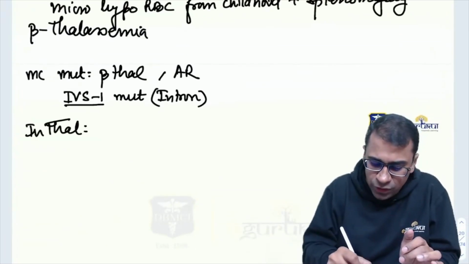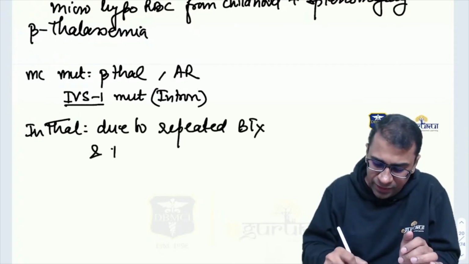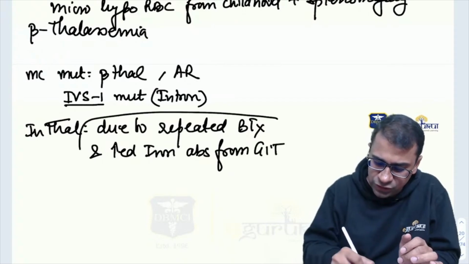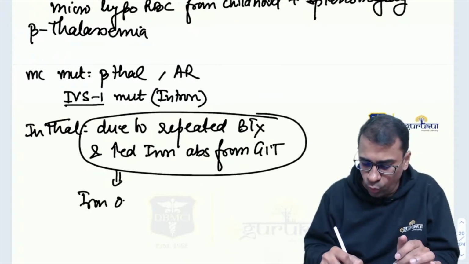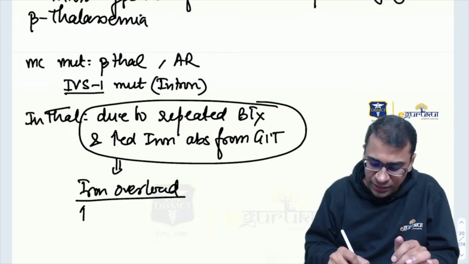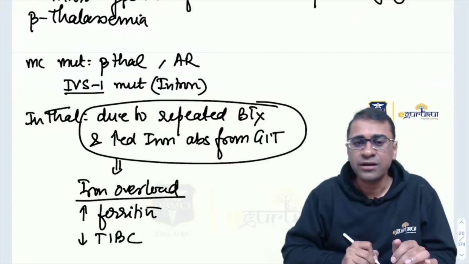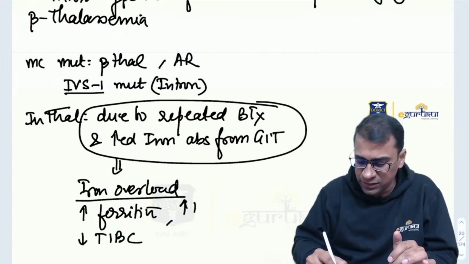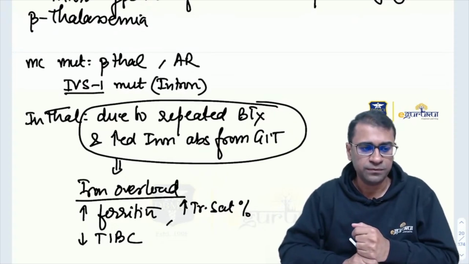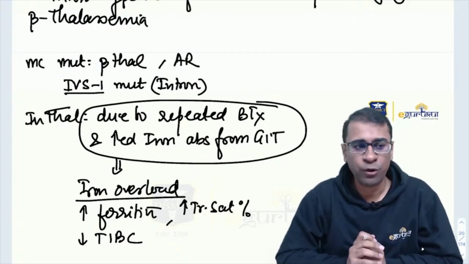So remember one thing, in thalassemia, due to repeated blood transfusion and increased iron absorption from the GIT, these two causes lead to iron overload. Because of iron overload, you get increased ferritin levels, decreased TIBC levels, and increased transferrin saturation in percentage also. So these are all the three things you expect in thalassemia.